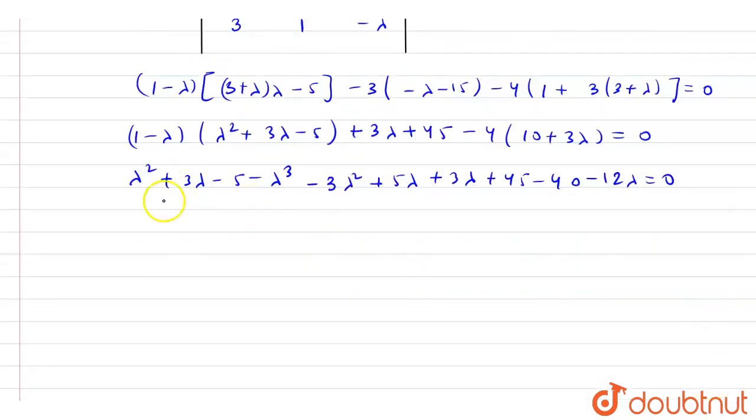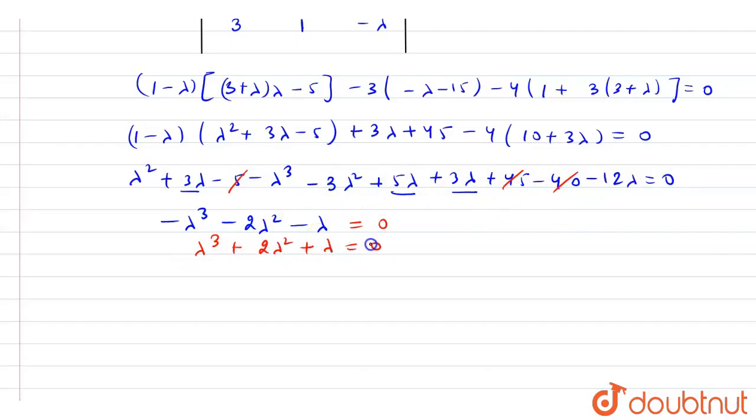Right, so we have minus lambda cube, and here lambda square minus 3 lambda square gives minus 2 lambda square. Then 5 lambda plus 3 lambda is 8 lambda, and plus 3 lambda is 11 lambda. And 11 lambda minus 12 lambda gives minus lambda, and we have plus 45 minus 5 minus 40, which cancels out, and this equals 0. So here we have lambda cube plus 2 lambda square plus lambda equals 0.